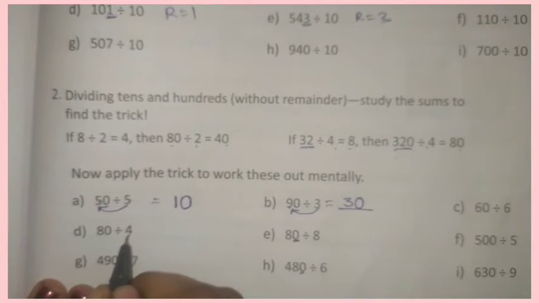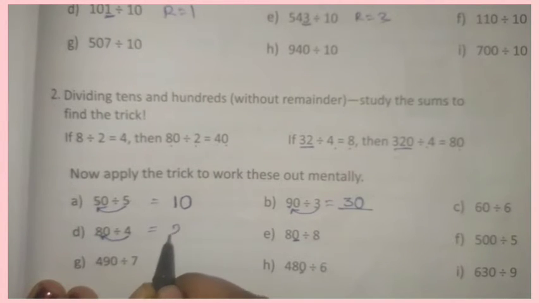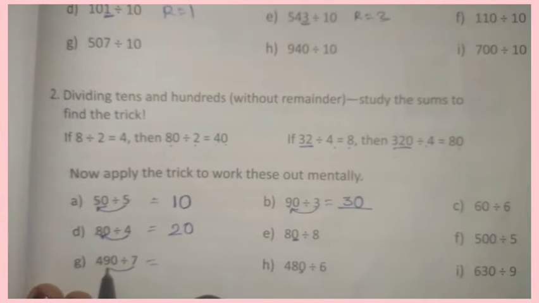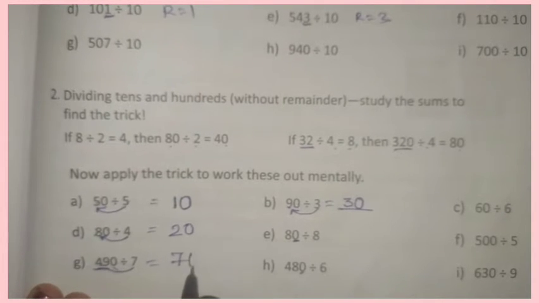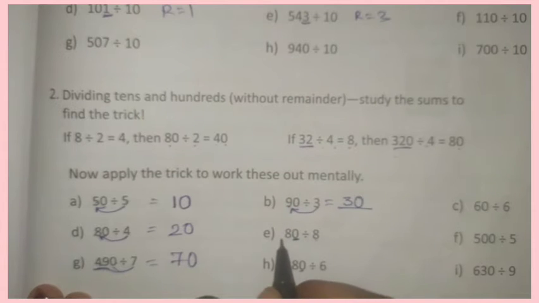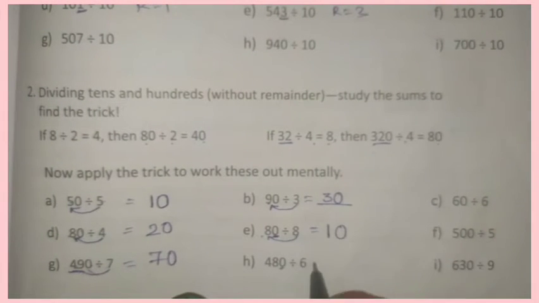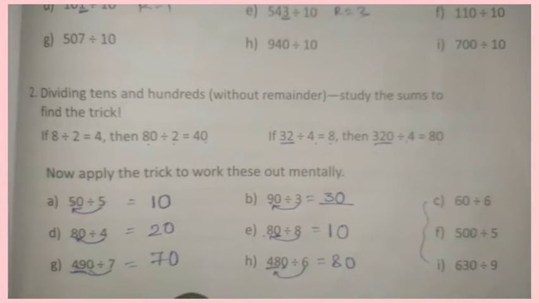Okay, 4, in 4 table, when we get 8, 4 2s are 8, so 2 will be written here, this 0 will be written here directly. Next, in 7 table, when we get this 49, 7 7s are 49, and this 0 will be written here directly. In 8 table, when we get 8, 8 1s are 8, and this 0 will be written here directly. Okay, in 6 table, when we get 48, 6 8s are 48, and this 0 will be written here directly like this. Okay, do this 3 as homework, write this in your fair notes.